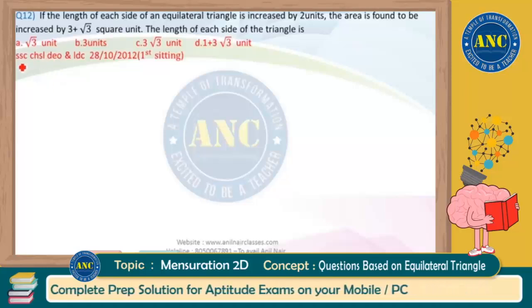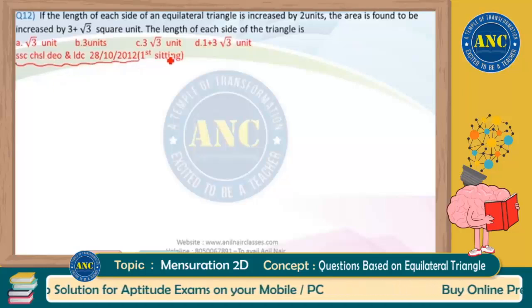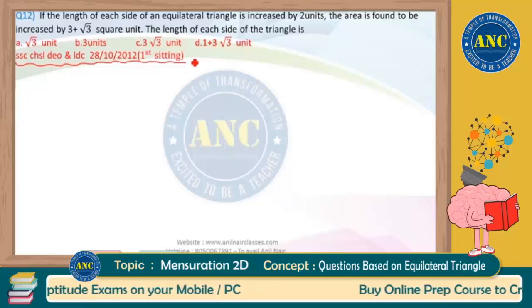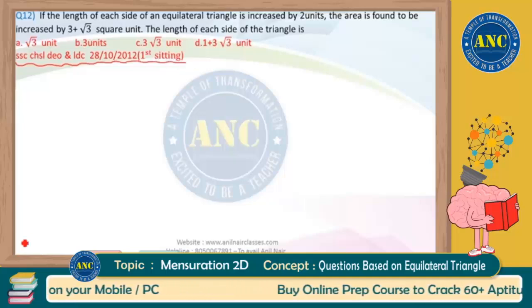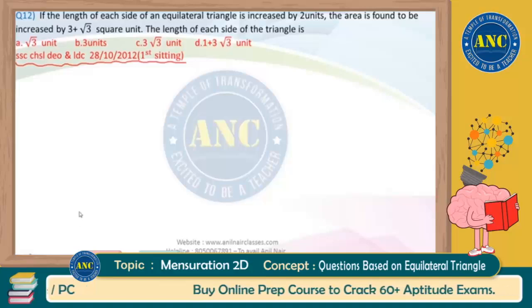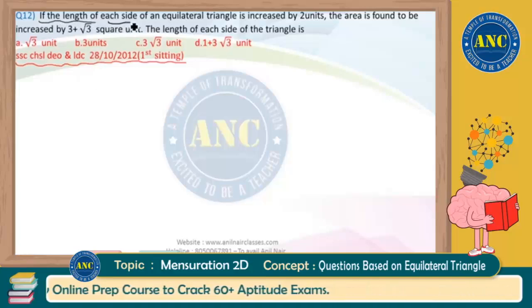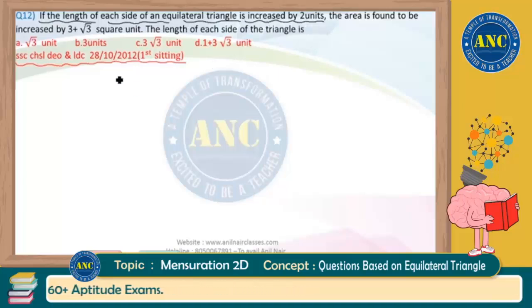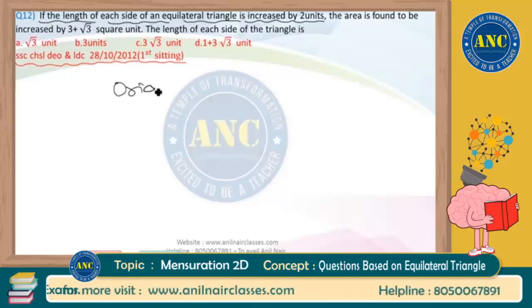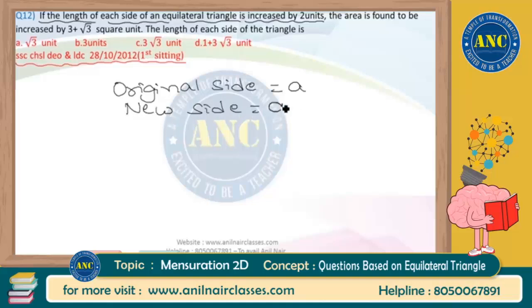See the next question. Same variety like my previous question, but numbers are different. Will it make any difference? Definitely no. Why will it make any difference? If you know the logic, if the length of each side of an equilateral triangle is increased by 2 units, that means I don't know the initial or original side. Original side, if I take it as A, the new side will be 2 more than A. It will be A plus 2, right?